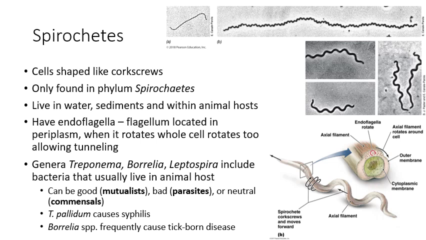Now, some of those are not bad for their host. Some of them are mutualists, where they help the host. Some of them are commensals, where they don't do anything to the host either way, good or bad. And some of them are bad, which would be parasites. So for the parasites that affect us, you have Treponema pallidum, which causes syphilis, and different species of Borrelia, which cause disease. Those are usually transmitted by tick bites.